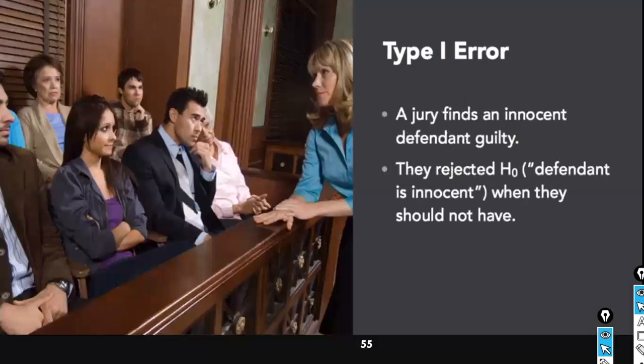And type 2 error: a jury finds an innocent defendant guilty. The null hypothesis that the defendant is innocent is rejected when it should not have been. This is a type 2 error. And this is one of the examples for the type 2 error.